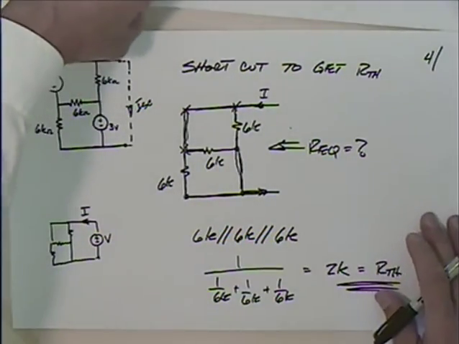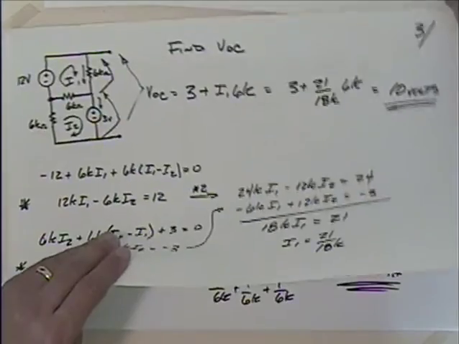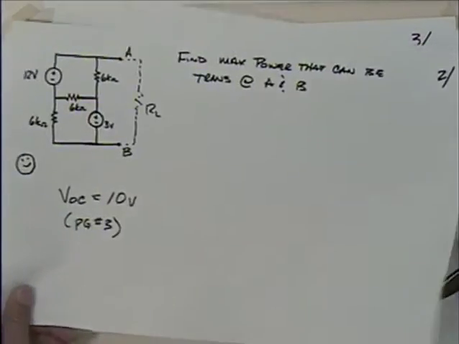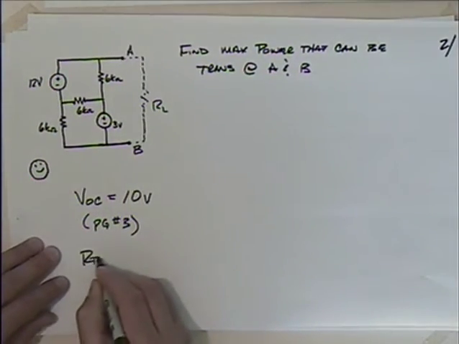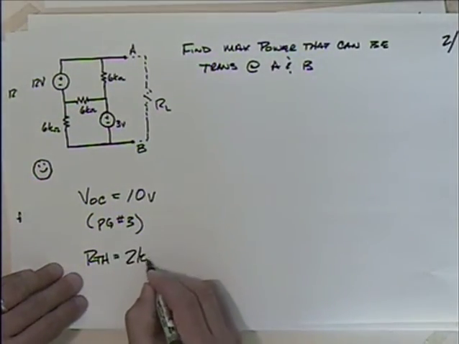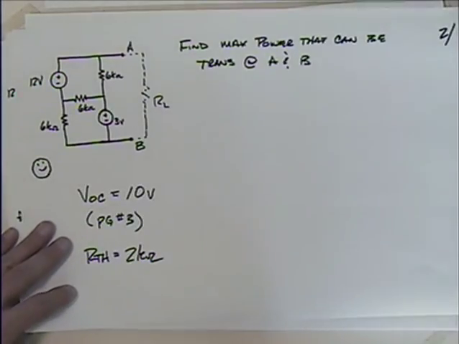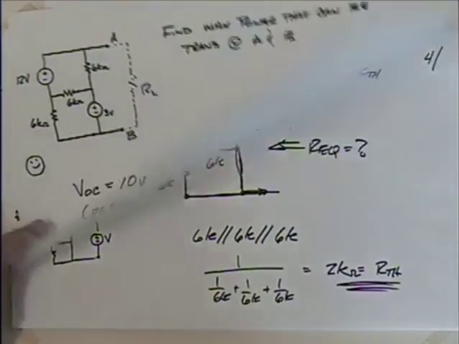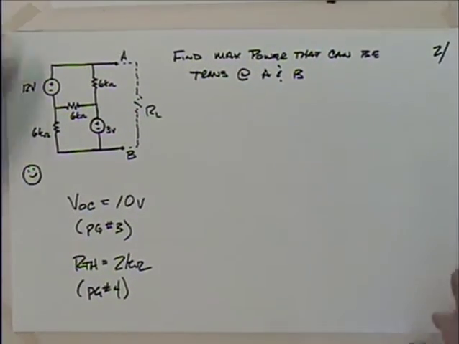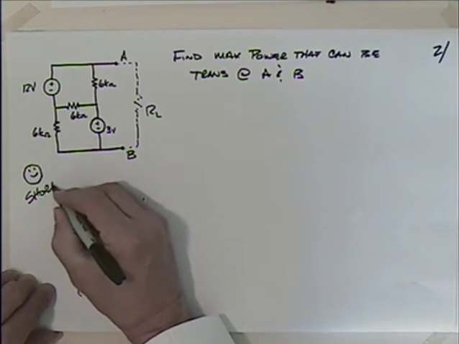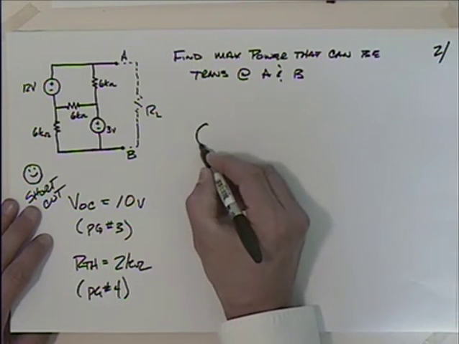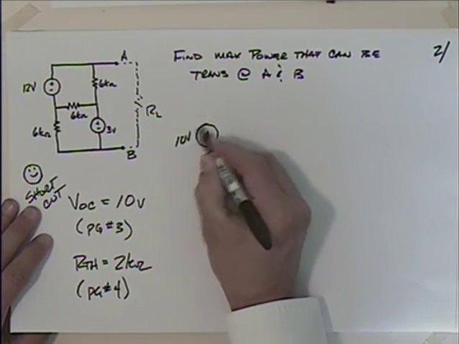Well, let's go back to page number 2. And we've got that R Thevenin is equal to, what did we say, 2K ohms? Yes, 2K ohms. It should really be K ohms. 2K ohms, and that's on page number 4. Okay, so we used the shortcut. We've got that. We could build the model at this point if we wanted to. There's the model.